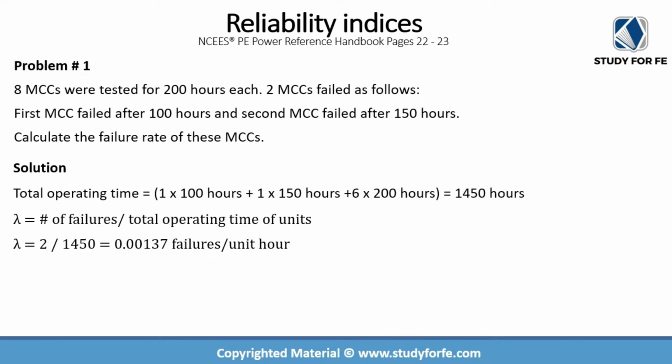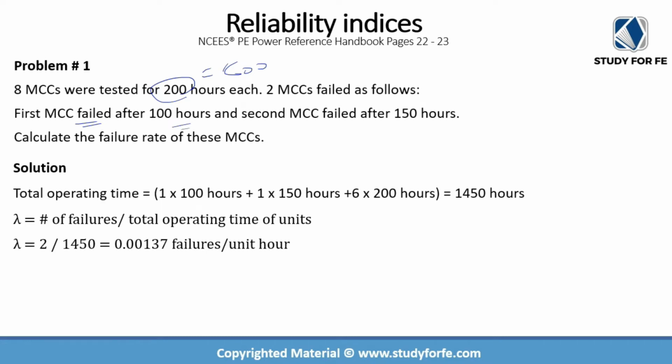So we know that the failure rate is given by this equation, where lambda is equal to the number of failures divided by the total operating time of units. Now, total operating time of units is a more difficult quantity to calculate in this case. Some students will probably go ahead and attempt 200 multiplied by 8, which is 1600 hours, which is incorrect, because total operating time has to take into consideration even the units that failed, right? If they failed right away, then obviously that's going to be 0.